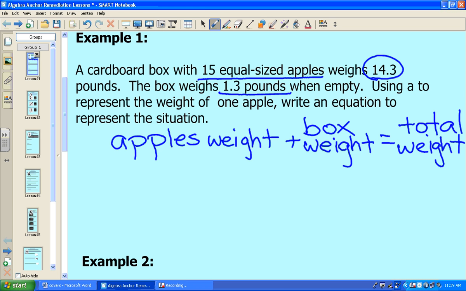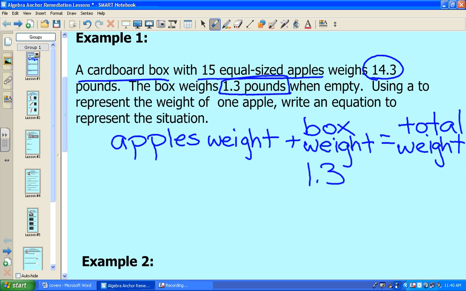Okay, now looking at the problem, we do know the box weight. Right here it says a cardboard box with 15 equal size apples weighs 14.3 pounds. The box weighs 1.3 pounds. Right there it says the box, just with nothing in it, is 1.3 pounds. So we're going to put the 1.3 right there.